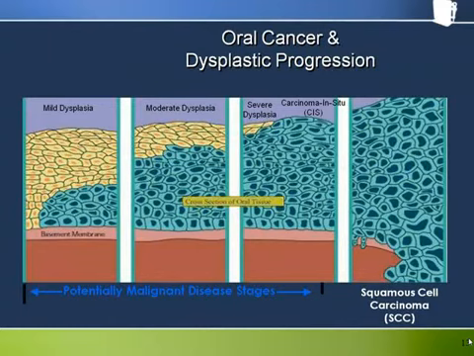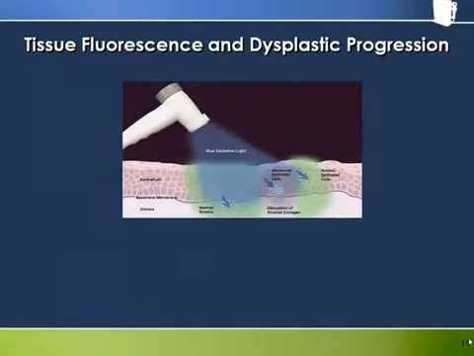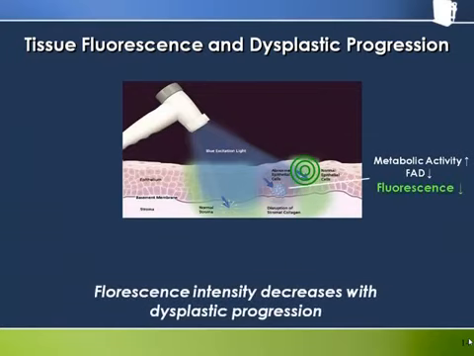Note also that the ideal time for discovery and intervention is in the premalignant stages, where the prognosis for the patient is just so much better. Here we see then, in summary, how dysplasia and oral cancer result in decreased fluorescence intensity. There are 4 processes at work. Number 1, the increased metabolic activity of the dysplastic cells in the epithelium causes a decrease in FAD, resulting in decreased fluorescence.